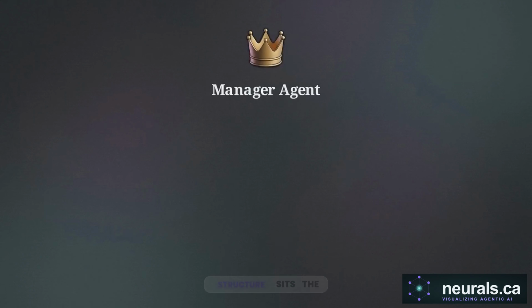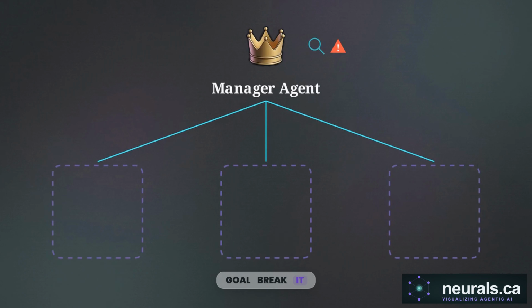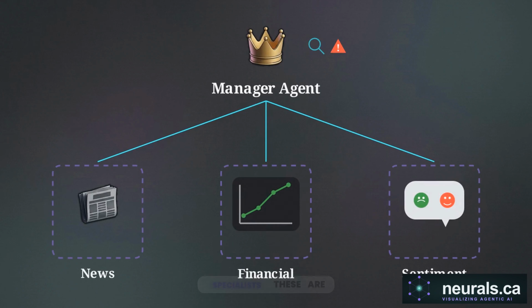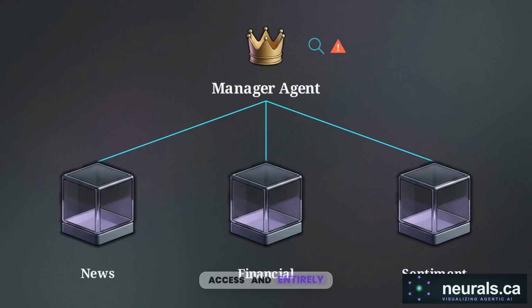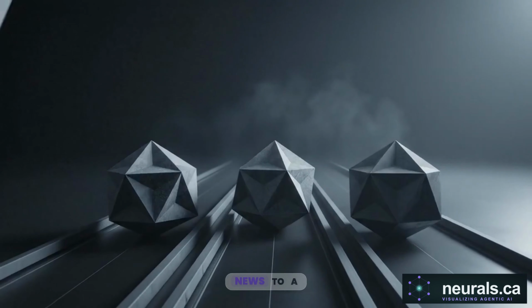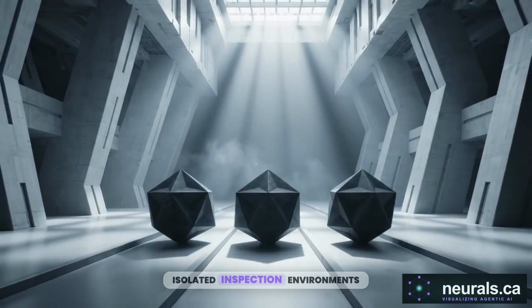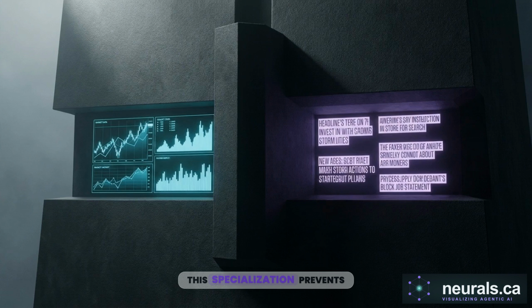At the top of the structure sits the manager agent. Crucially, the manager does zero analysis. Its function is to interpret the user's goal, break it into subtasks, and manage the team's dependencies. Below the manager are the specialists. These are micro-agents with narrow roles, specific tool access, and entirely isolated context windows. By routing financial data to a financial agent and news to a news agent, streams remain pristine. They are analyzed in isolated inspection environments. This specialization prevents conflicting data from blending into noise during the initial processing phase.